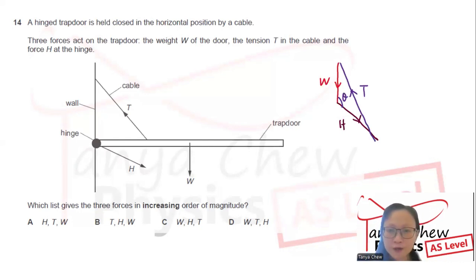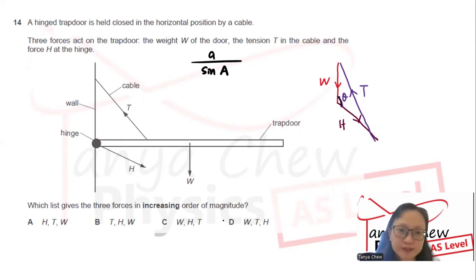And to find the increasing magnitude, I am actually using a little bit of math. So I want you to look at theta of T, okay? I don't know whether you learned the math equation, A over sine A. I look at T here. The theta of T is the largest one. So I would say that T is the largest one.